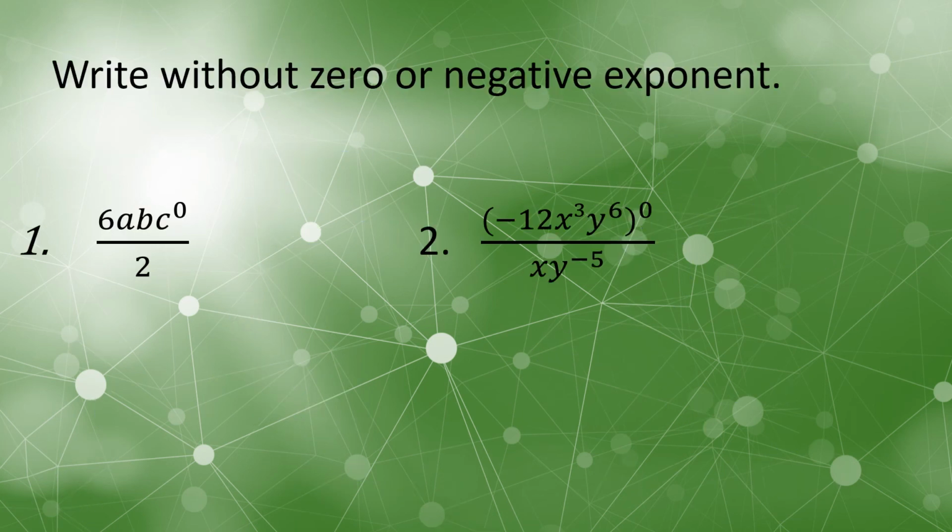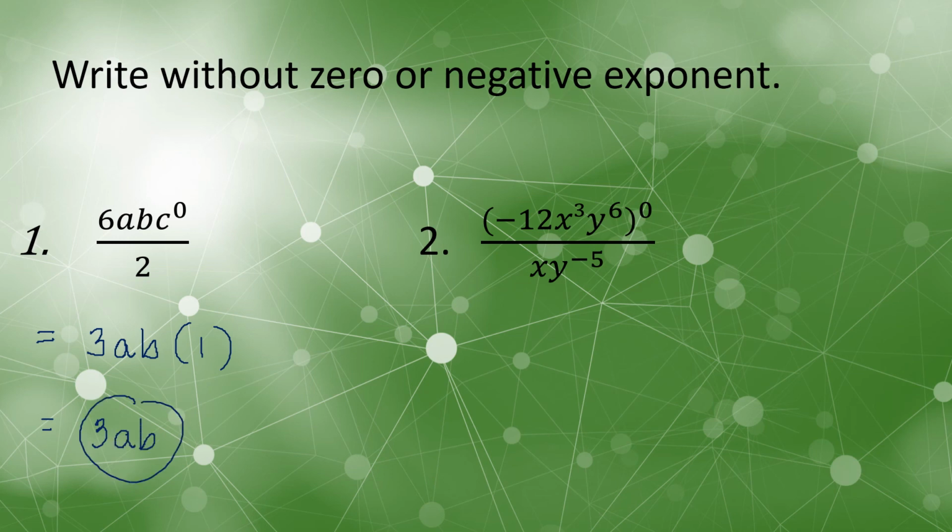Write without zero or negative exponent. Number 1, we have 6ABC raised to 0 over 2. This is now equal to 6 divided by 2 is 3. Bring down A and B. Since C raised to 0 is equal to 1, this is equal to 3AB.